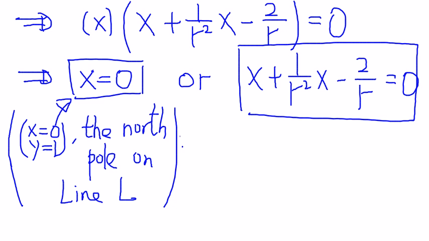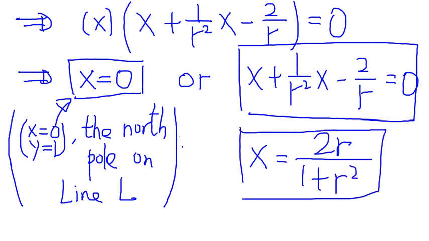The second box here is going to give us the exact expression we want, x in terms of r. So now I'm going to skip the algebra a little bit. You should be able to express x in terms of r in the following way: x equals 2r over 1 plus r squared, which is the expression I want for the x value of this point in terms of r.